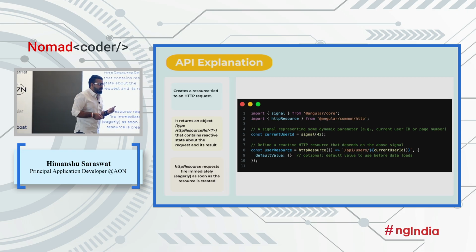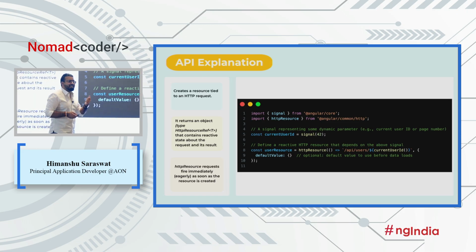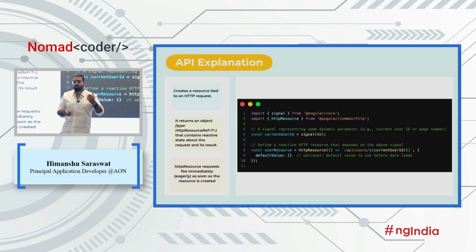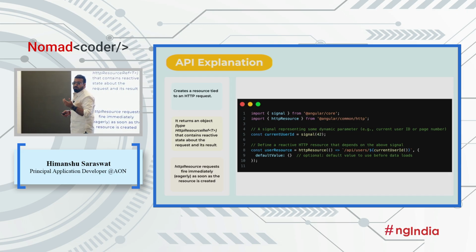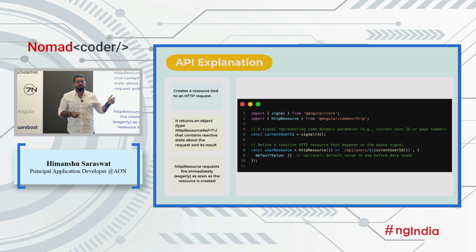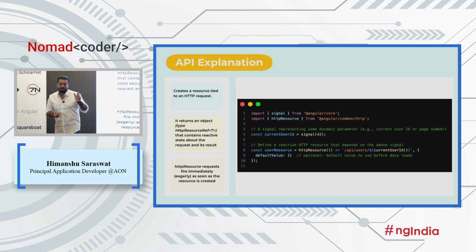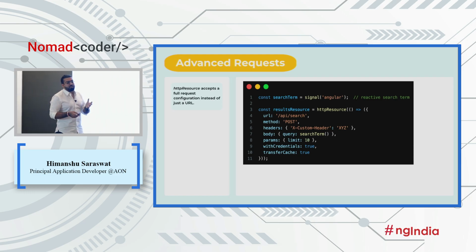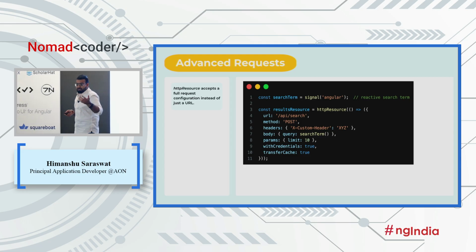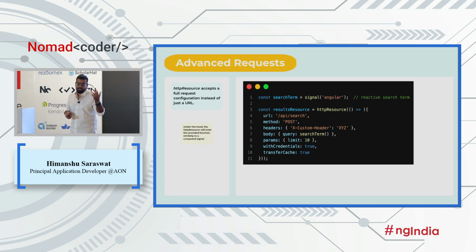One thing to note here is all these requests are fired eagerly, right? So as soon as you make this request in the injection context, the resource will be fired up. But we do have a way to control this eager behavior. You get to pass all the options that you're used to, right? All the advanced configuration. You can have your methods, headers, body, params, etc.